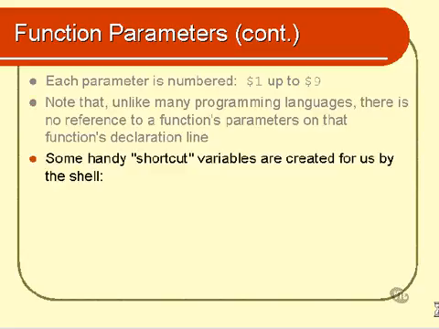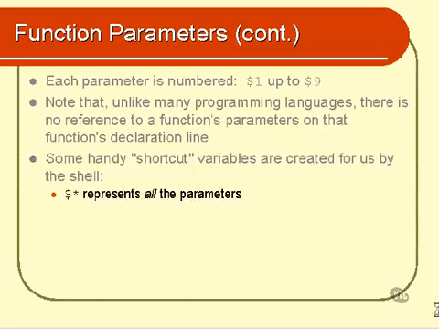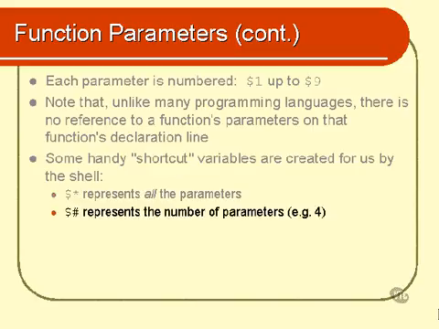There are some handy shortcut variables that are created for us by the shell, and they are as follows. $* actually represents all the parameters that have been passed in on the command line, so you can do things with all the parameters at once if you need to. And there actually may be hundreds of them. That is possible. If, for example, the function was called with parameters being all the files in the current directory, maybe a big directory.